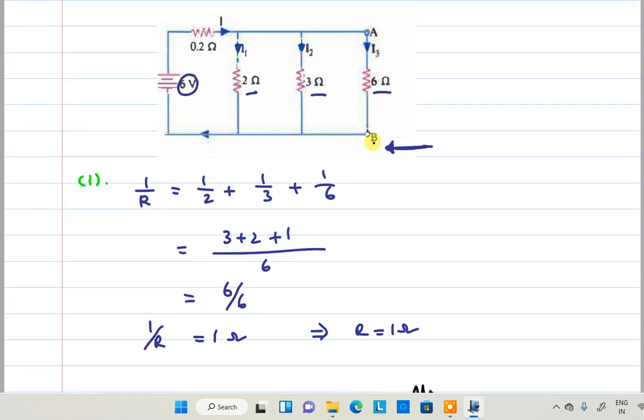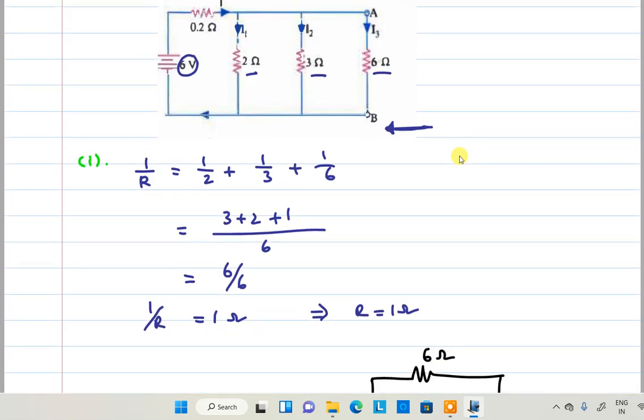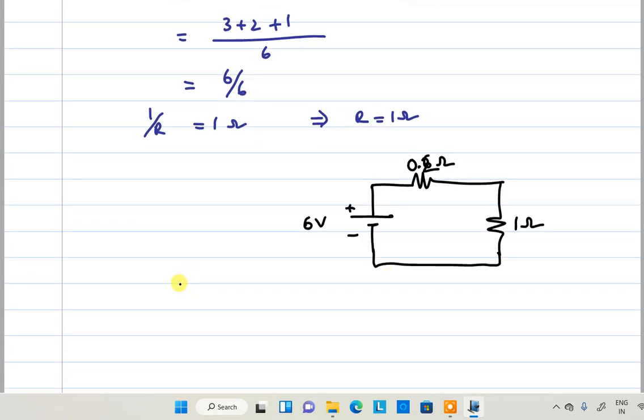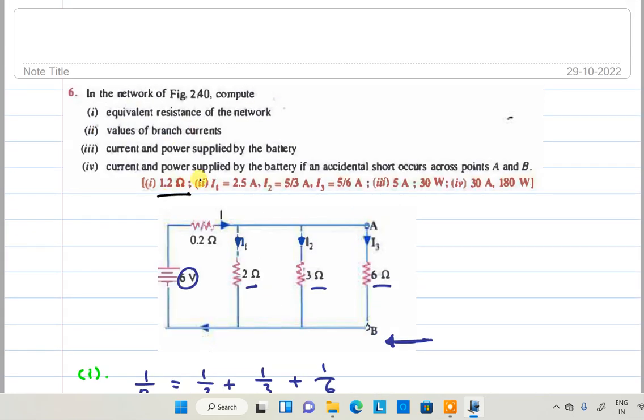What about here 0.2 ohms and 6 volt? Sorry, reverse it. 0.2 ohms as well as here 6 volt. Okay, you want the total resistance. R equivalent, the total resistance, is equal to 0.2 plus 1, that will be 1.2 ohms. Is it okay? So you got 1.2 ohms as the first bit.